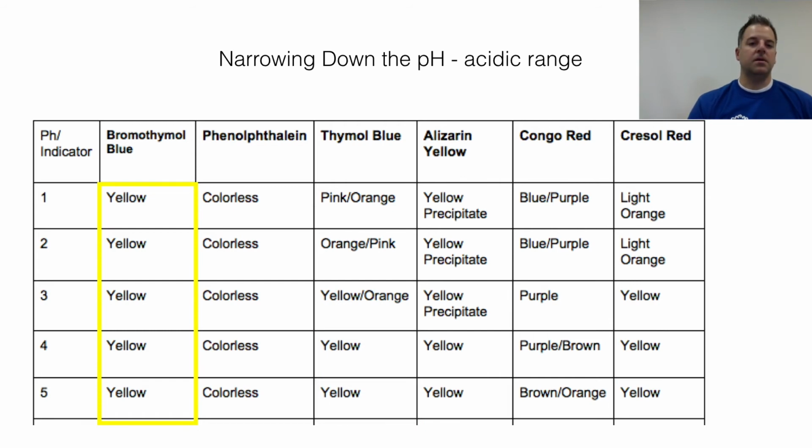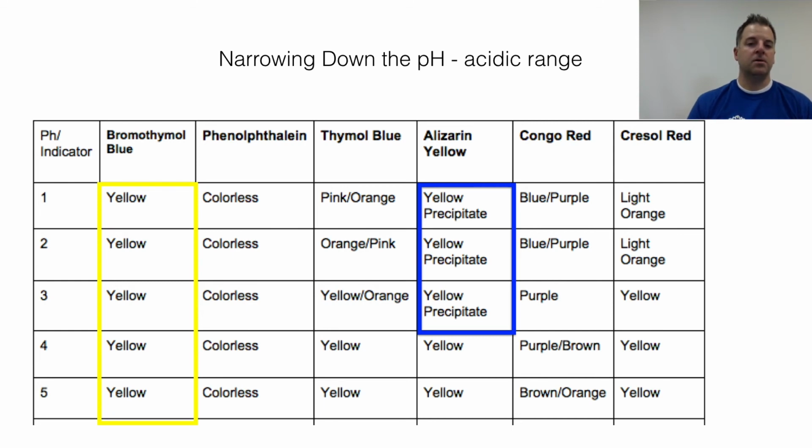Let's say that we had, going back, what would be some other options? Let's say that we used bromothymol blue and it turned yellow again. And then we chose alizarin yellow. Alizarin yellow is a nice one to choose because you're either going to get a yellow solution in that range or you're going to get a yellow precipitate. So if we got a yellow precipitate, that tells us we're between 1 and 3.